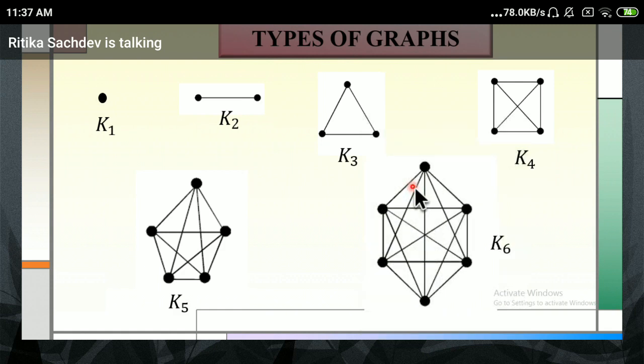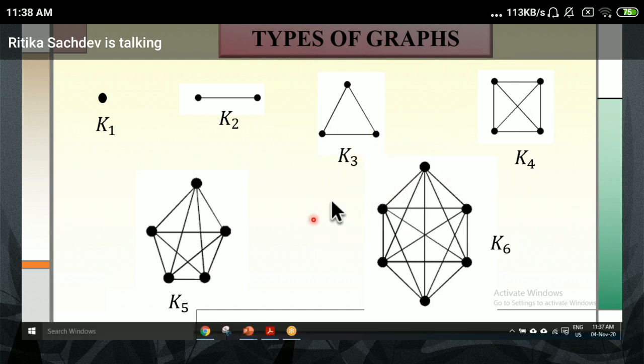Similarly, K5 and K6. K5, you can check, is connected to all the remaining 4 vertices. And in K6, you can see each vertex is connected to all the remaining 5 vertices. Whenever we are talking about complete graphs, we'll be treating it as capital K subscript n, where n is the number of vertices.